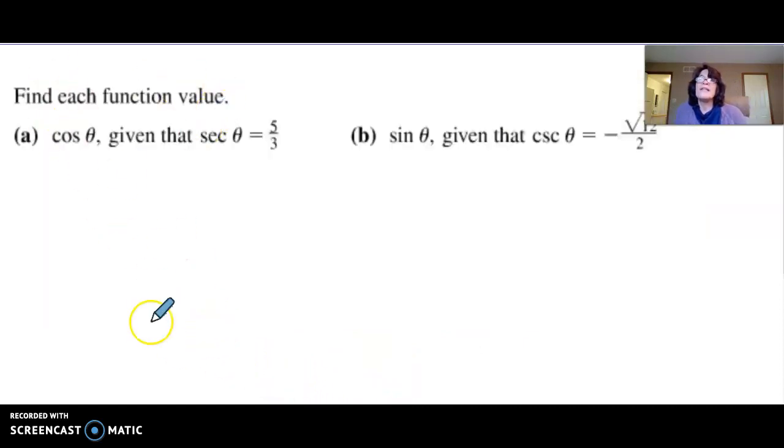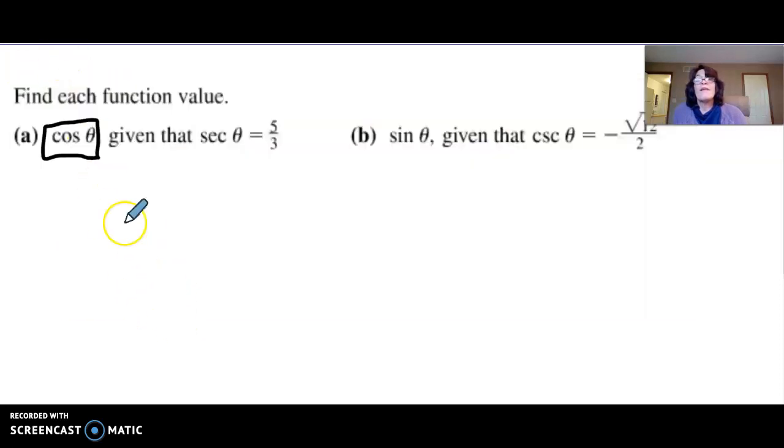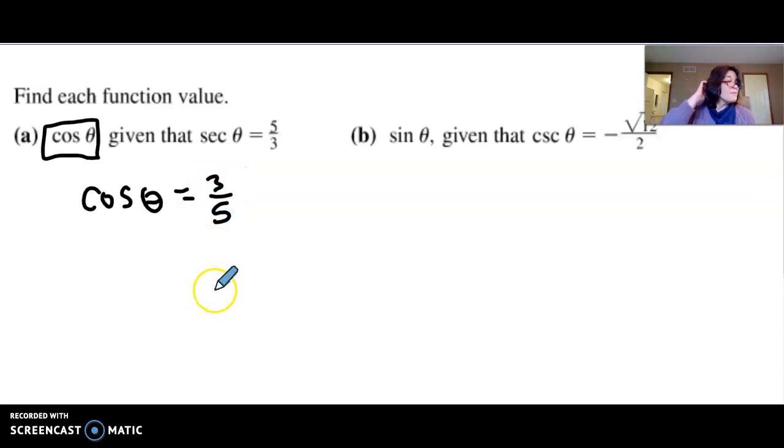Okay, so what if I was given this? I was asked to find the cosine of theta. I don't know what theta is, 10 degrees, 20 degrees, I don't know. But I do know that the secant of theta is 5/3. Well, cosine and secant are reciprocals of each other. So if you tell me the secant of theta is 5/3, I know that the cosine of theta is 3/5.